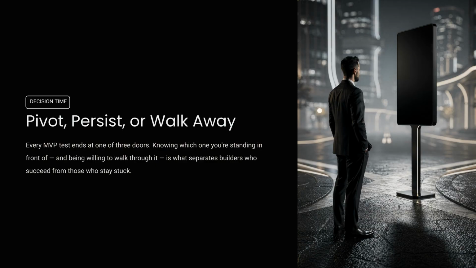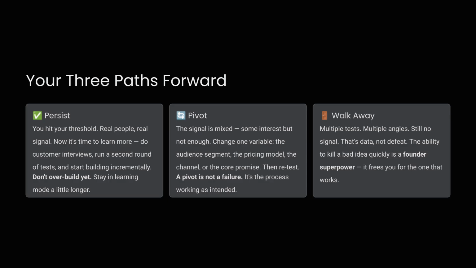Every MVP test results in one of 3 paths: pivot, persist, or walk away. Being willing to walk through the right door is what separates successful builders from those who stay stuck. If you hit your threshold, persist. If the signal is mixed, pivot and change one variable. If there's still no signal after multiple tests, walk away. This frees you up for the idea that works.